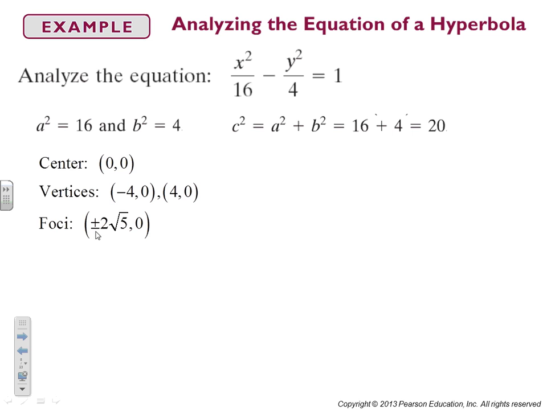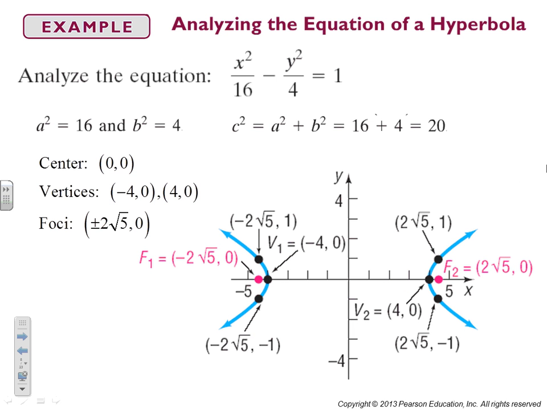So our foci are at plus or minus 2 root 5 comma 0. Our vertices are at a comma 0 and negative a. So if a squared is 16, negative a would be negative 4, because the square root of 16 is 4. And it's also going to have a vertex at the positive version of that, 4 comma 0.